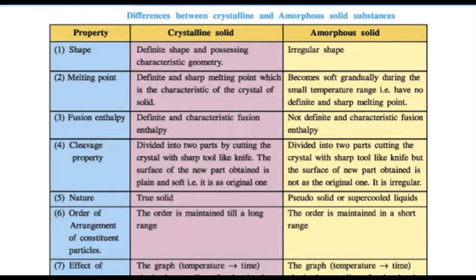Fifth, nature. Crystalline solids are true solids. On the other hand, amorphous solids are pseudo-solids or supercooled liquids. Sixth, order of arrangement of constituent particles. In crystalline solids, the order is maintained over a long range. In amorphous solids, the order is maintained only over a short range.